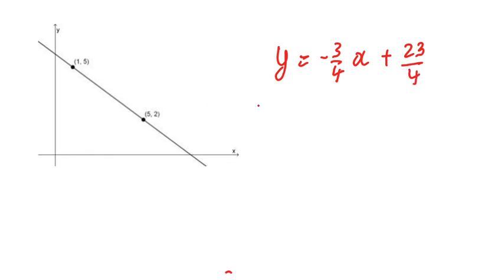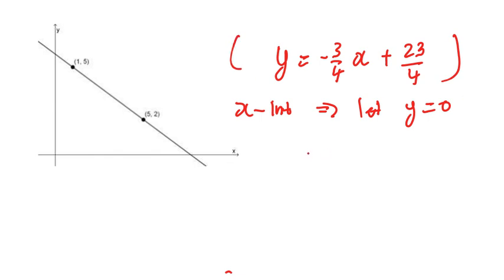To get an x-intercept, you let y equal to 0 every time. When you have to get an x-intercept, you let y equal to 0 in your equation. So let's do that. Our y now is 0 in this equation, negative 3 over 4 x plus 23 over 4. Then let's try to solve for x, so that we get the x-intercept.